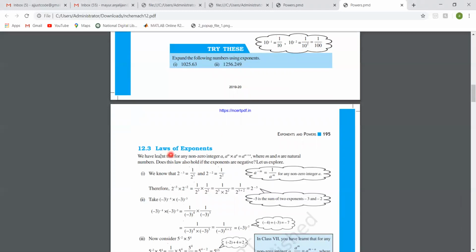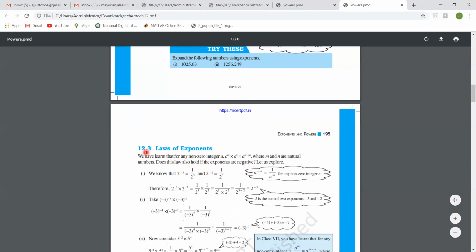After this, we see the topic of laws of exponents. What topic did we see after this? We see the topic of laws of exponents, where we read 4 and 5 laws. So we will see those laws here.